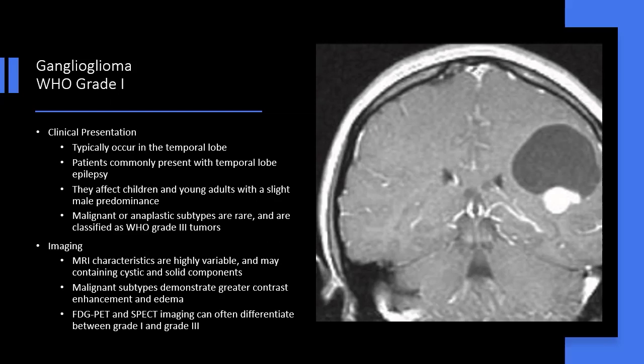Gangliogliomas are classified by the World Health Organization as a grade 1 tumor. Up to 85% of these tumors occur in the temporal lobe and are associated with temporal lobe epilepsy. They have also been described in the spinal cord, brainstem, and cerebellum. Presentation is usually in children and young adults with a slight male predominance.